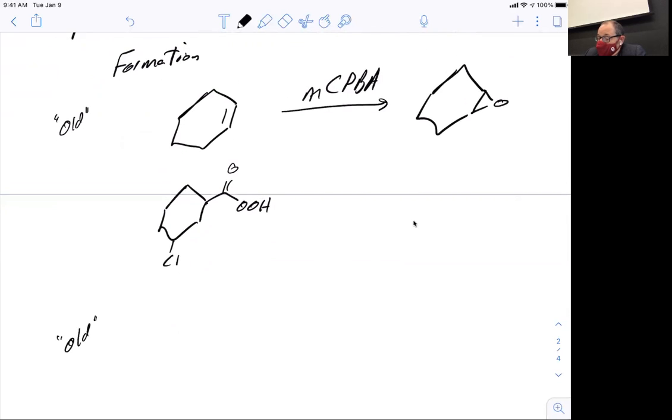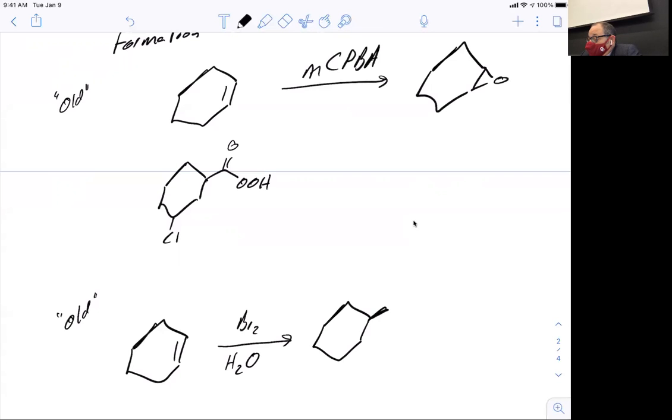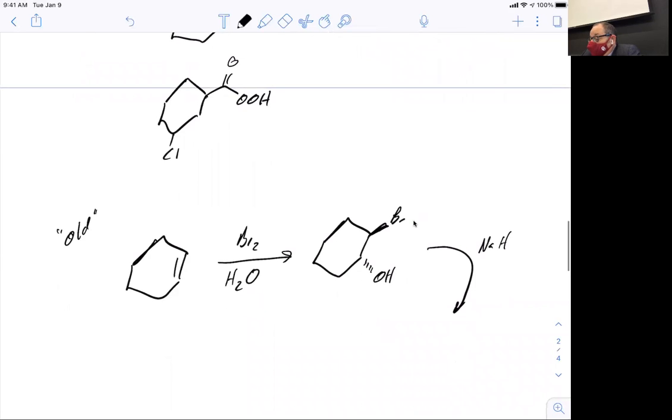Another old reaction, old as in last Thursday. We could take an alkene and react that with hydrohalogenation, halohydrin formation. Remember, this gives you the anti-addition, the bromine going up and the hydroxide group going down. And then what we saw was intramolecular ether formation.